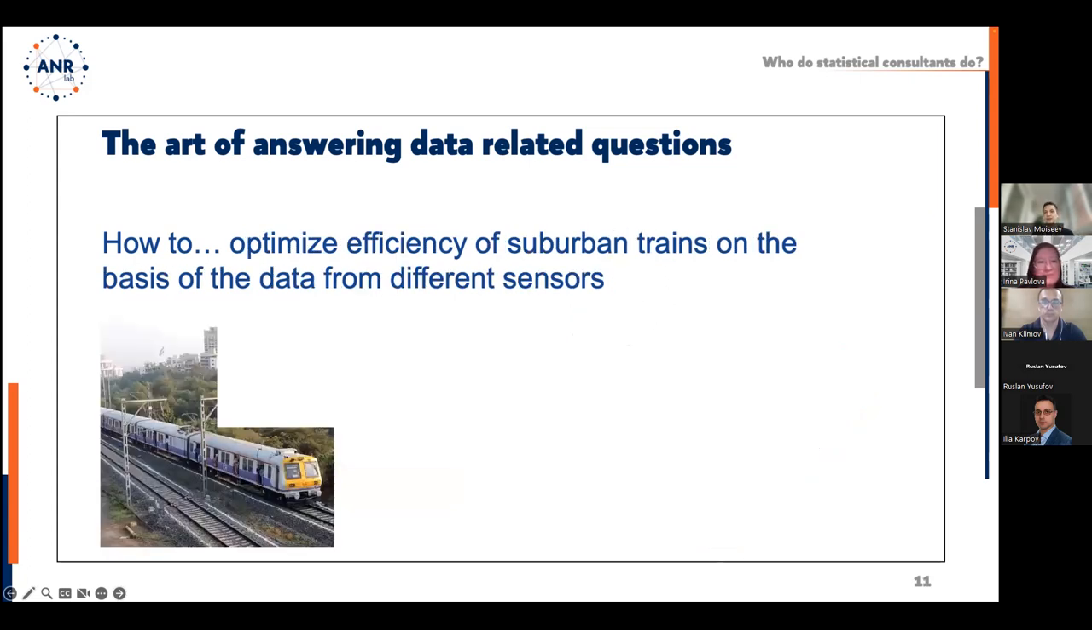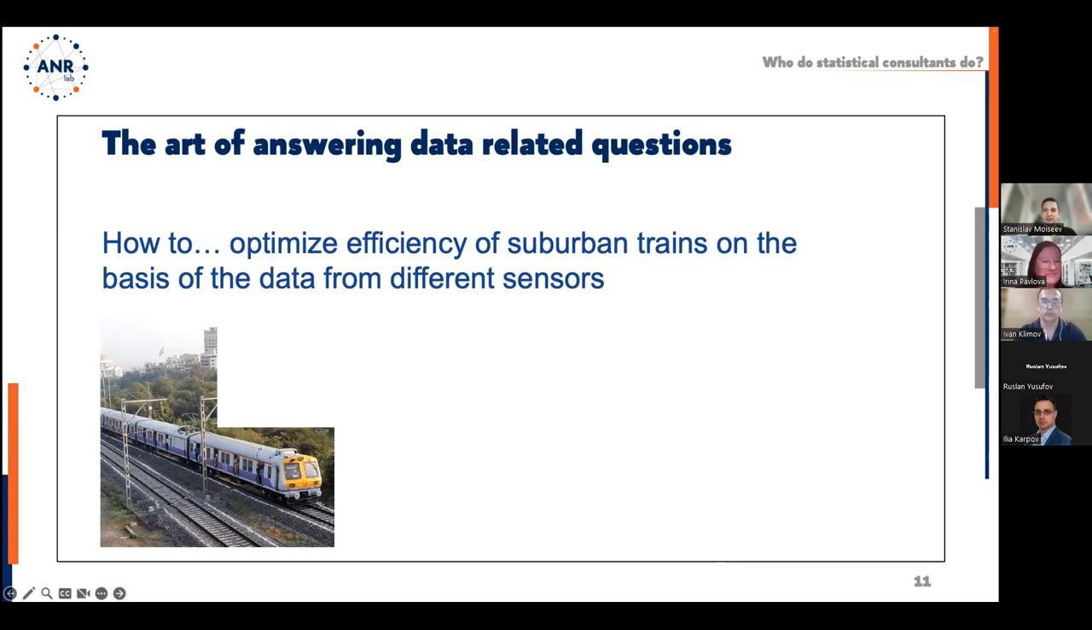Another example comes not from social media, so it's some hard stuff, because this is an example about analysis of data which is gathered from sensors on suburban trains. Maybe the owner of some suburban train company wants to answer the question, how can I optimize efficiency of my suburban trains? Efficiency in the sense of timing, and efficiency in the sense of energy, and so on and so forth.